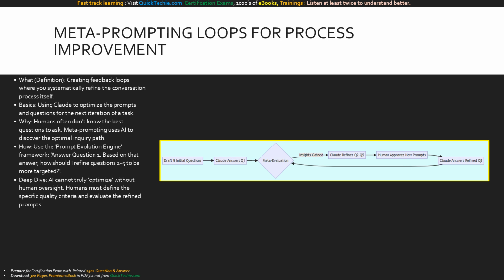However, it is vital to understand the reality of meta-prompting. The AI cannot truly optimize on its own. It merely suggests improvements. As the human operator, you must evaluate whether the newly refined questions are actually more useful than the original ones.